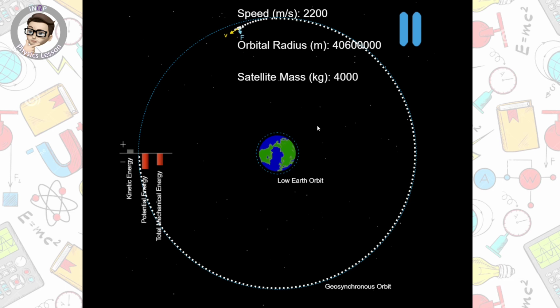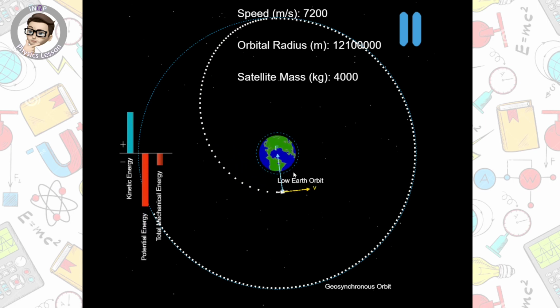Do we notice how the orbit is what we call decaying? This satellite is no longer staying in its geosynchronous orbit. In fact, it is dropping towards the Earth and it's picking up speed because it's gaining kinetic energy. What's going to happen eventually?